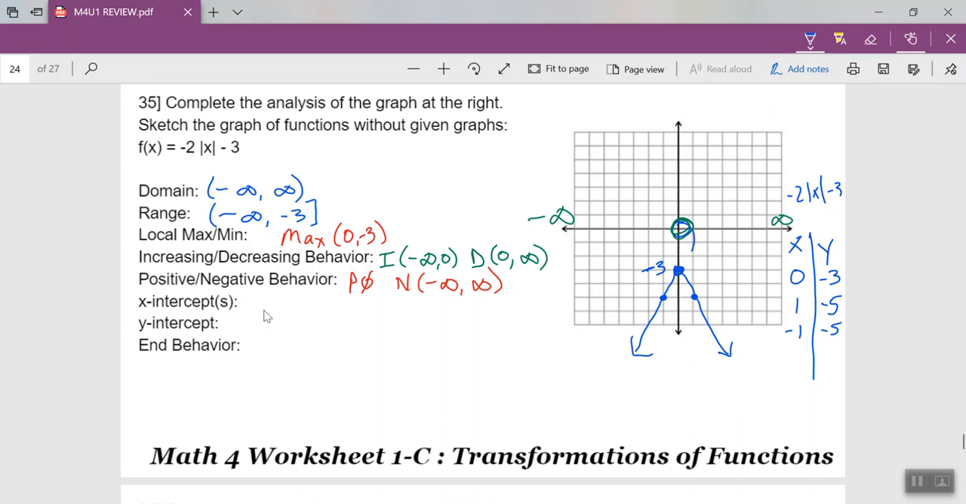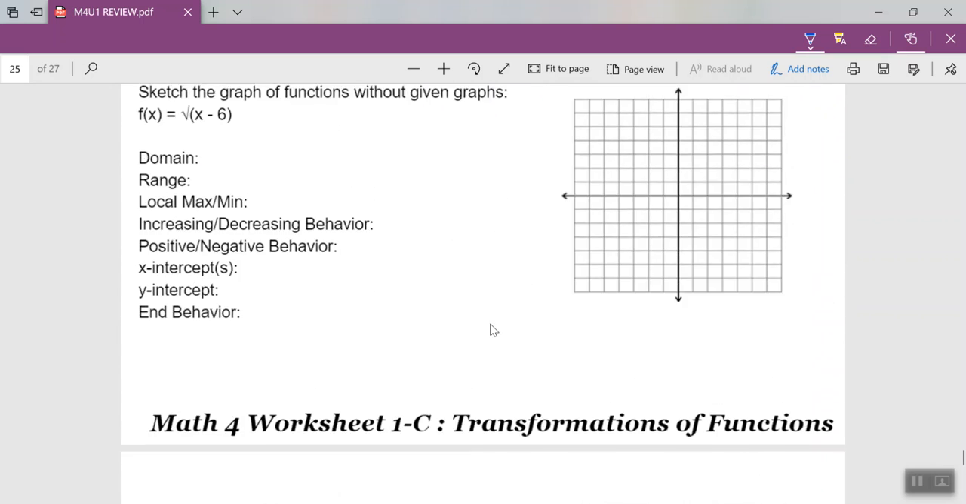Now, X-intercept, there is none. Y-intercept is at 0, negative 3. And the end behavior, as x gets smaller, so does y. As x gets bigger, y still gets smaller.